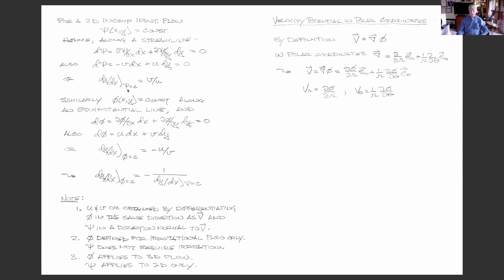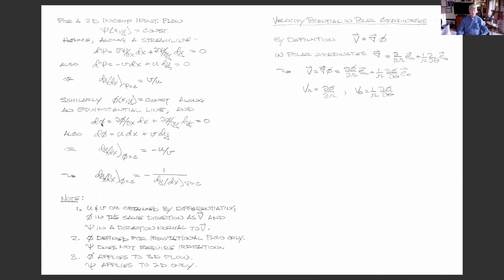With the caveat, of course, that psi equals constant, the slope is v over u. Similarly, here we're looking at phi of xy equals constant along an equipotential line.